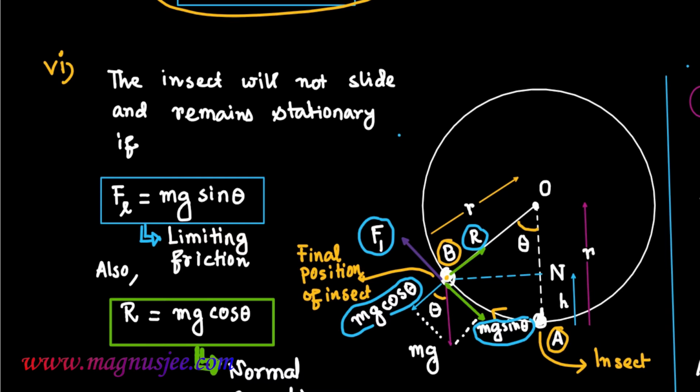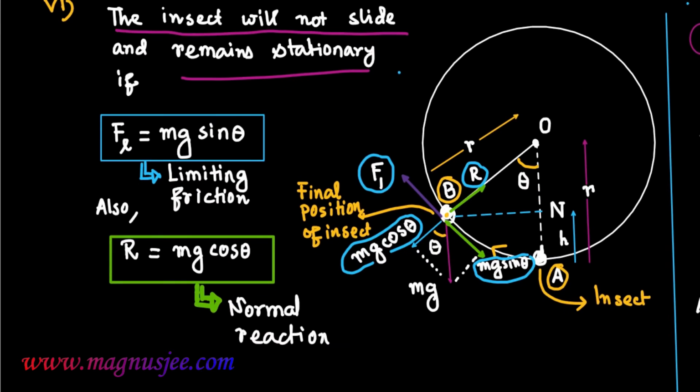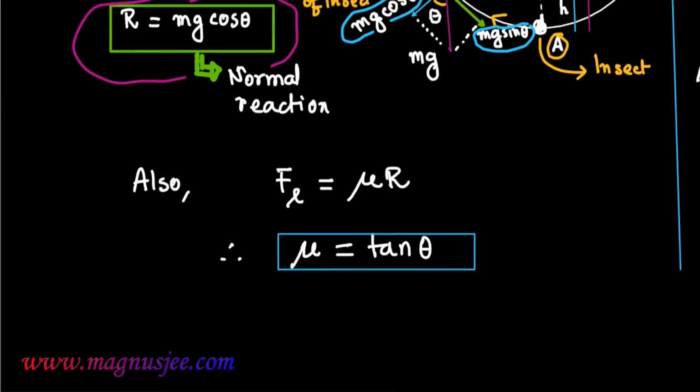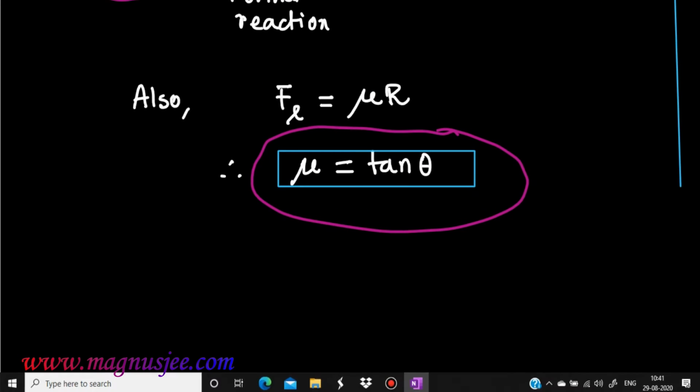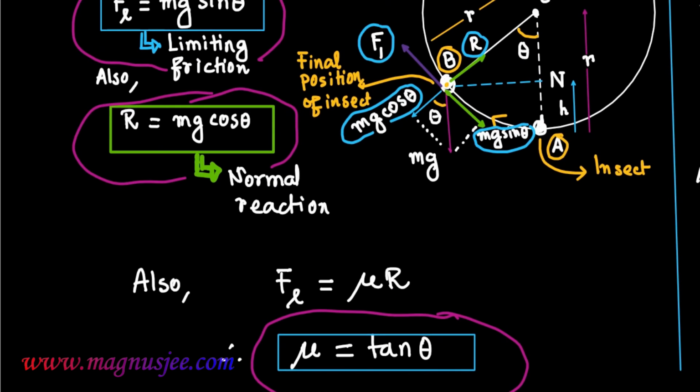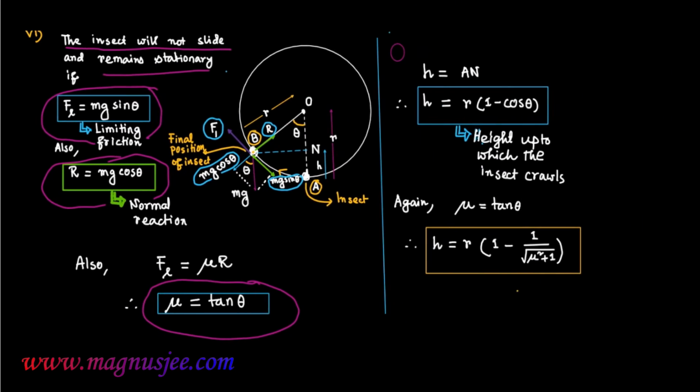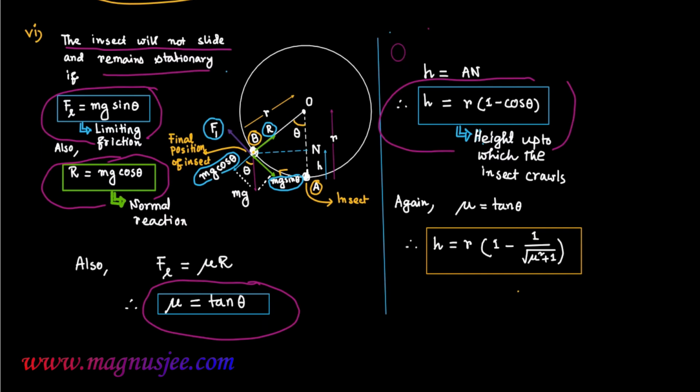And if we consider the motion of an insect on a spherical surface, then the insect will not slide down provided Fl equal to mg sin theta and R equal to mg cos theta. And finally we can prove that coefficient of friction mu will be equal to tan theta. Also, height attained by the insect when it travels from A to B is h equal to r bracket open 1 minus cos theta. Now we shall discuss the individual formulae discussed above.